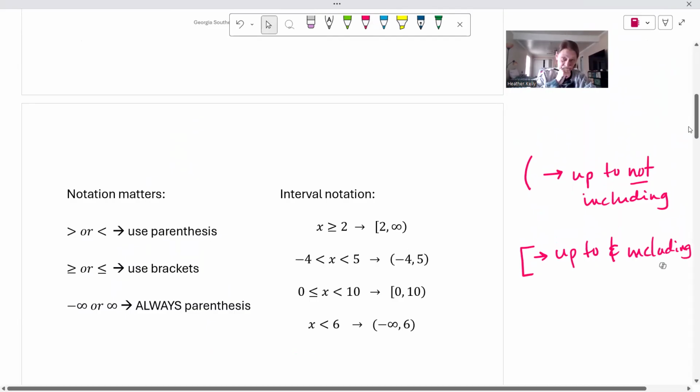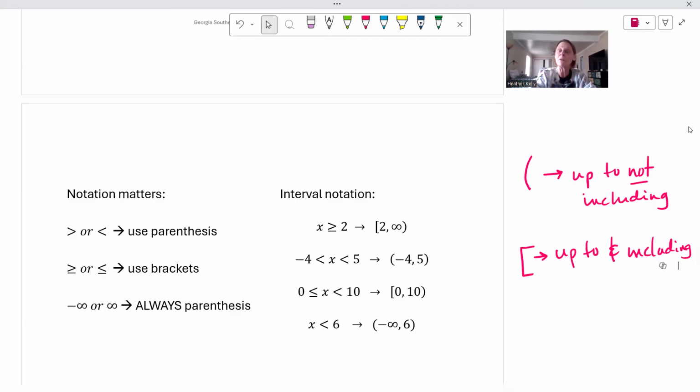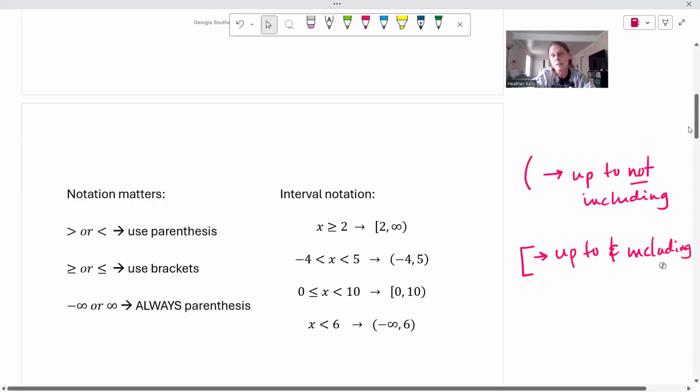Up to and including. So, I made you a little reminder over here. If it is greater than or less than, you use parentheses. If it is an infinity, you use parentheses. And if it is an equal to, greater than or equal to, less than or equal to, you use a bracket. The way I always remember it is if my inequality sign has got a line underneath, then I'm going to have to use those lined parentheses, also known as a bracket.